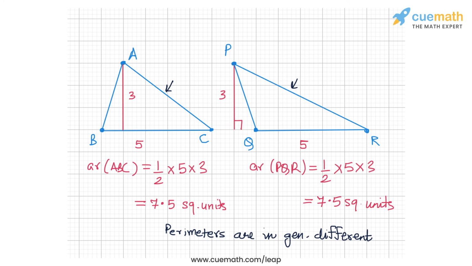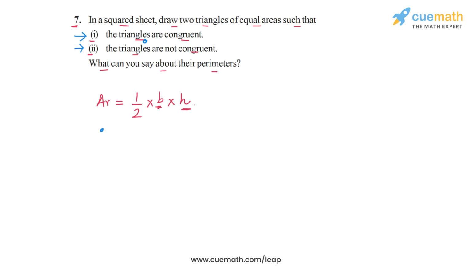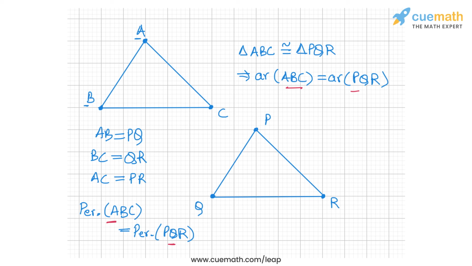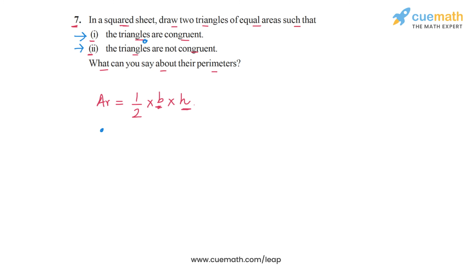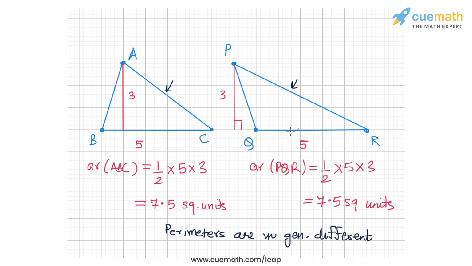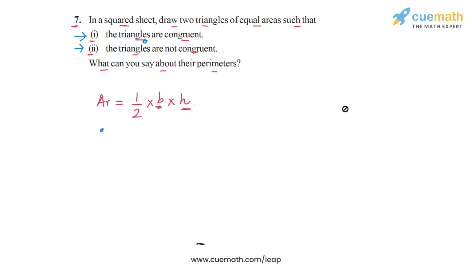So let's recap what we saw. In the first part, to draw two triangles of equal areas such that they are congruent, we simply drew any two congruent triangles and they will have the exact same area as well as perimeter. And for the second part, to draw two triangles of equal areas which are not congruent, we drew two triangles with the same base length, the same height, but different shape, and we got the same area. And in general, we observed that the perimeters will be different for the two triangles. So this completes question number 7.